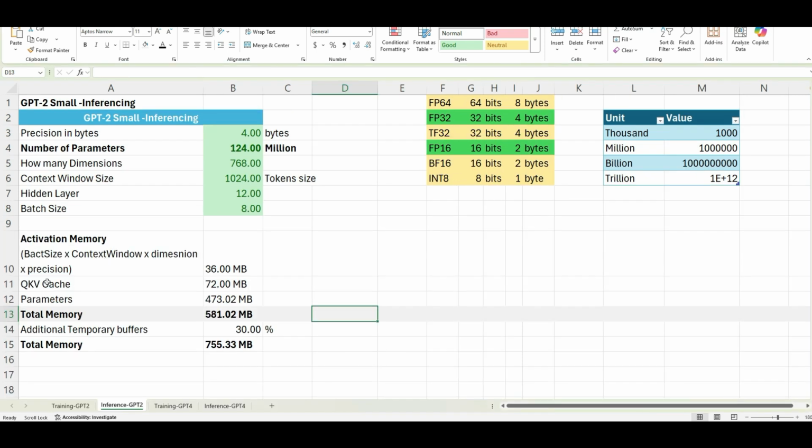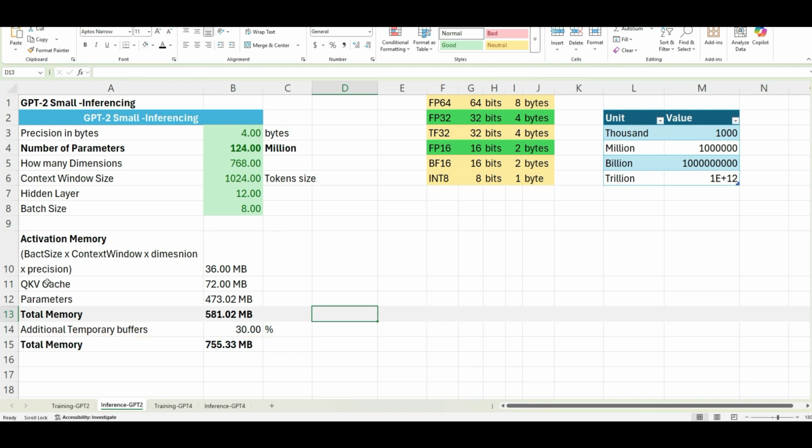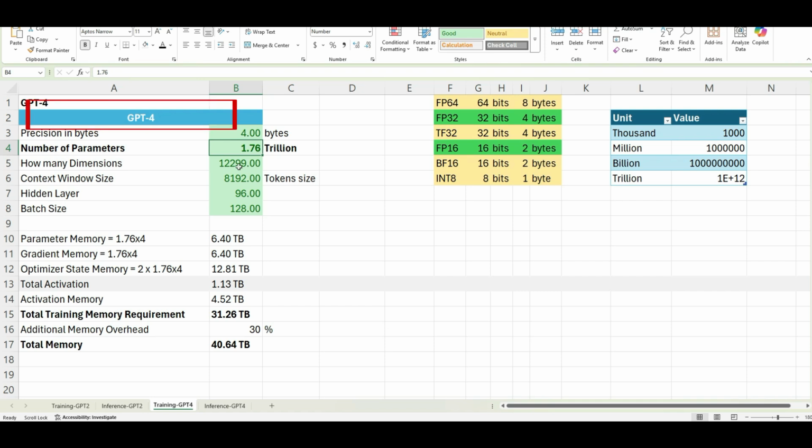Memory requirements for inference have a different memory footprint compared to training. During inference, we no longer need gradient memory, optimizer states, or activation memory. These are only relevant for training. Instead, we must account for the query, key, and value caches used in the transformer layers. For GPT-2 small, when using the full 1024 token context, inference requires only 755 megabytes of memory, much lower than training.